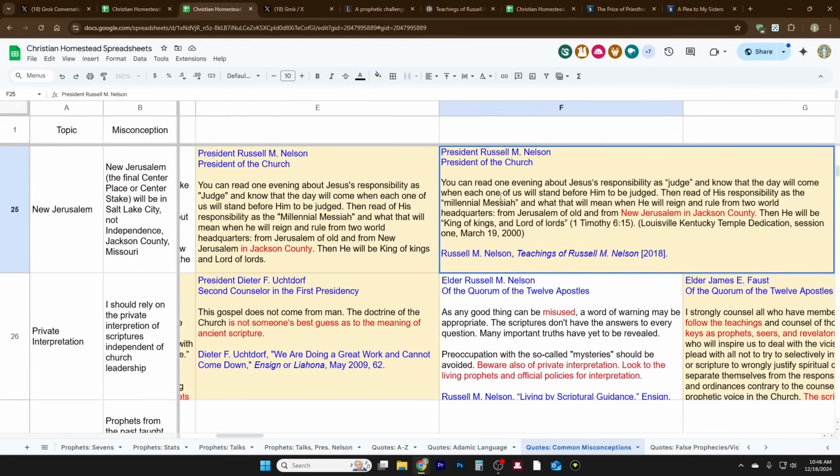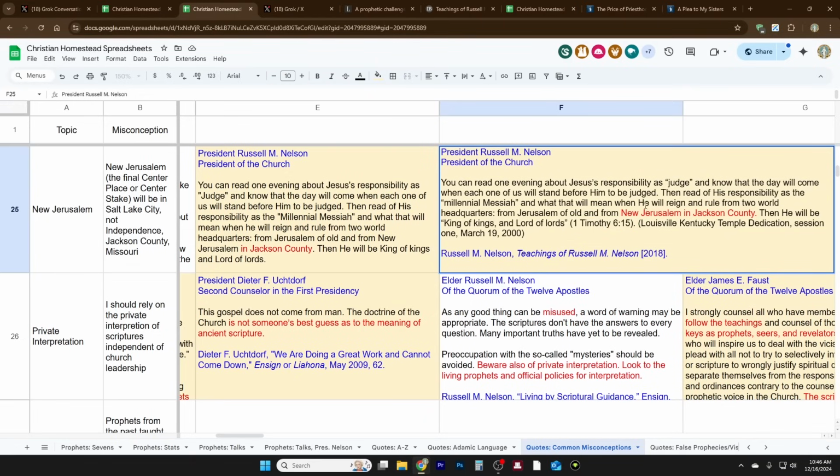And in this book that LDS Living is quoting from, Teachings of Russell M. Nelson, it has the exact same quote. But there is a little bit of additional information that I didn't have before. Number one, he has this scripture reference, 1 Timothy 6:15. That doesn't have to do with the New Jerusalem, but it's included in this book.